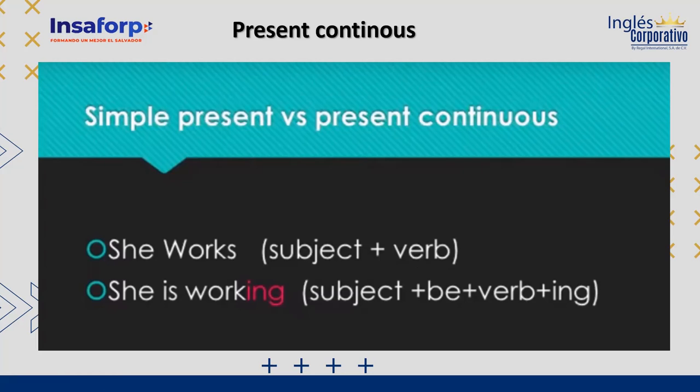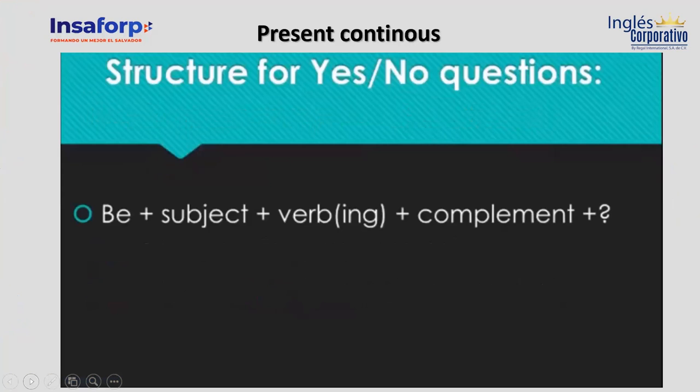Now, the present continuous is what is happening right now, lo que está sucediendo en este momento, o en el momento en que estamos hablando. She is working, so look at the example, she works. Ella trabaja, ¿verdad? Lo hace todos los días, es algo cotidiano. Look at the other example, she is working. So en este momento, ella está trabajando. And we need the subject, the verb be, and the verb plus ing form.